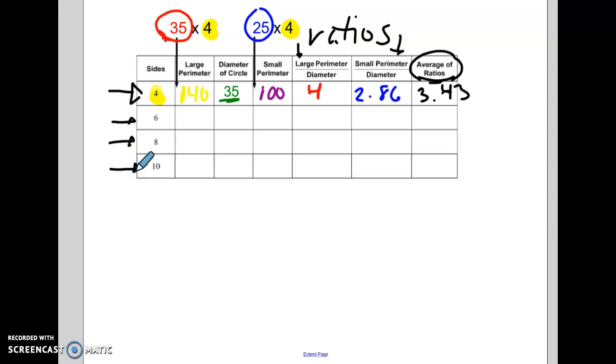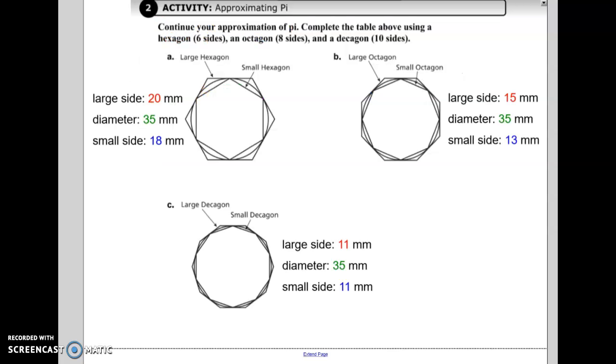I'm sorry, different number of sides on a shape. So we did that for the square, that was the 4 sides. Now we're going to do it for a 6-sided shape, an 8-sided shape, and a 10-sided shape. And I wrote on the next part of the video that the length of your large side of this 6-sided shape, this hexagon, that's 20 millimeters.